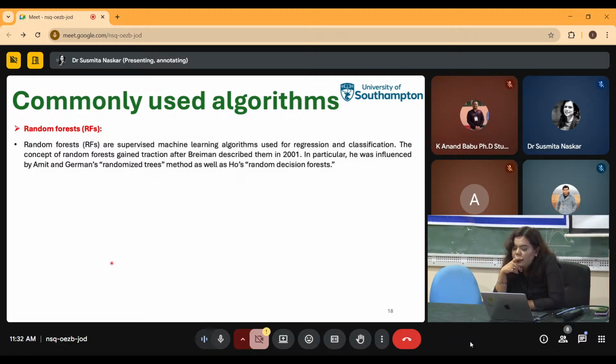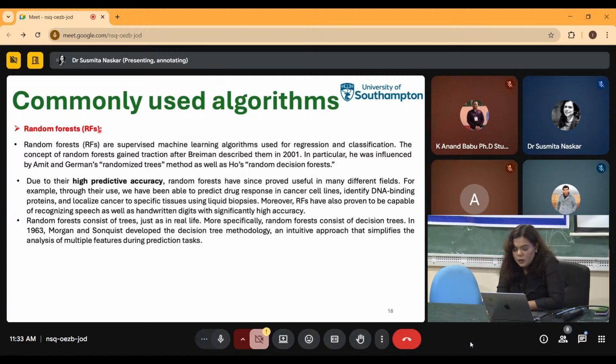And then comes another important one, which is the random forest. That's also a very powerful and widely used machine learning algorithm. So random forests, also called RFs, are also supervised machine learning algorithms, which are used for both classification tasks and regression tasks. And the idea for these RFs was popularized in 2001, and they draw inspiration from randomized trees or Ho's random decision forests.